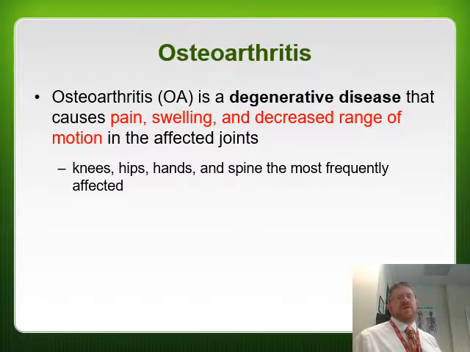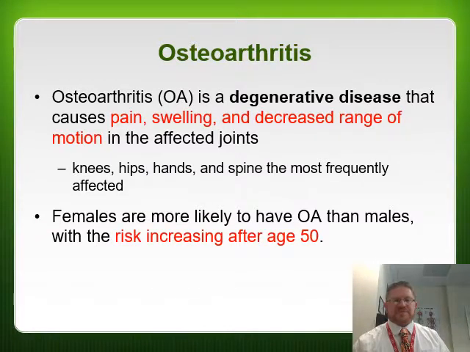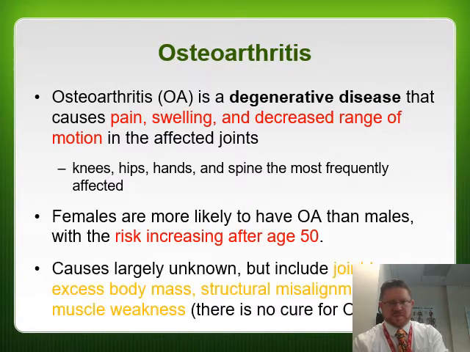Arthritis. So we went from osteoporosis to now talking osteoarthritis. This is a degenerative disease, and it causes pain, swelling, and decreased range of motion in the joints that are affected. Knees, hips, hands, and spine are going to be your most commonly affected areas of the body when it comes to having arthritis. Just like with osteoporosis, women are going to be at more risk than men, with the risk, again, also increasing after the age of 50. Same reasons that we said for osteoporosis.